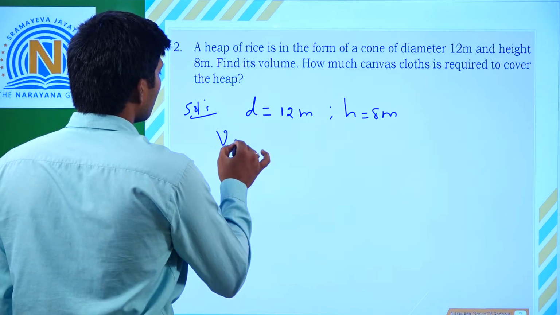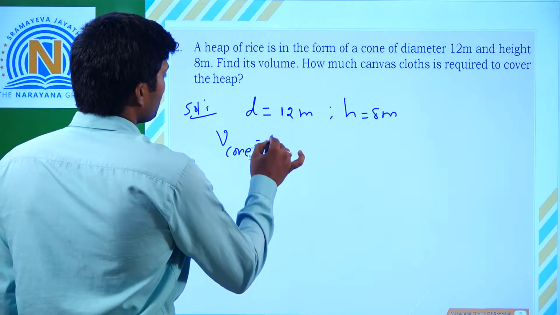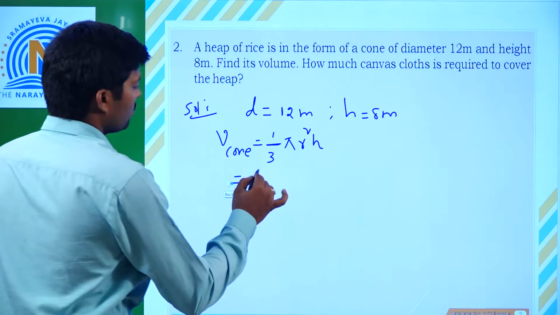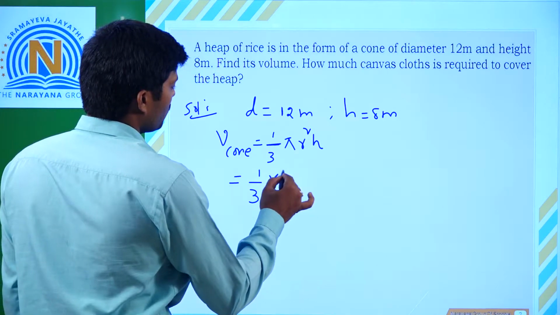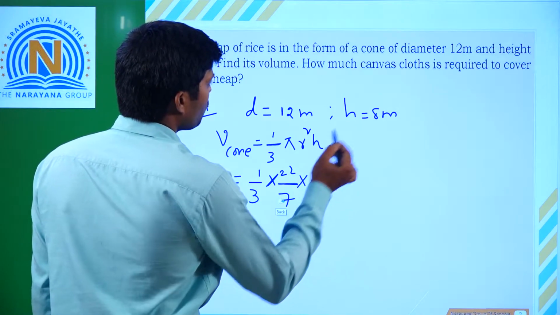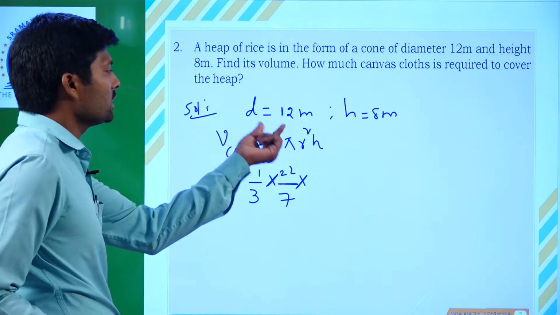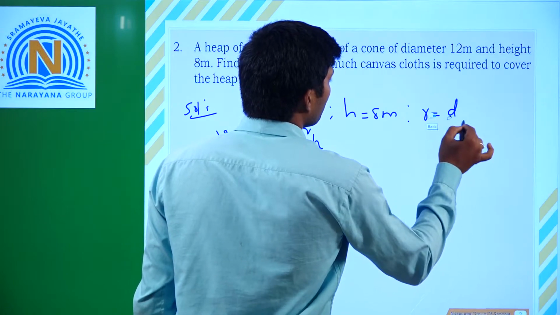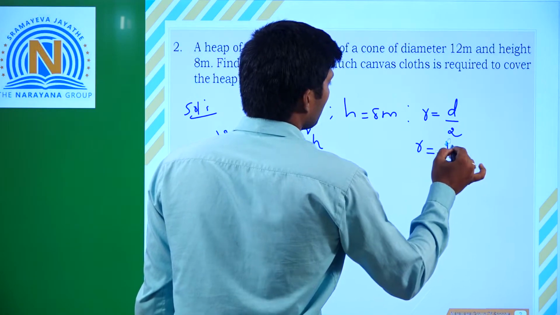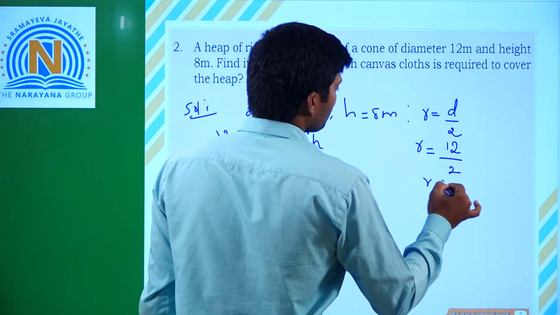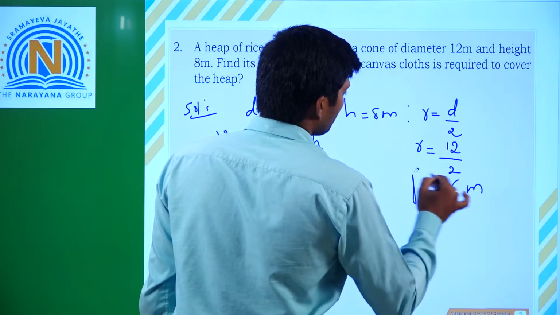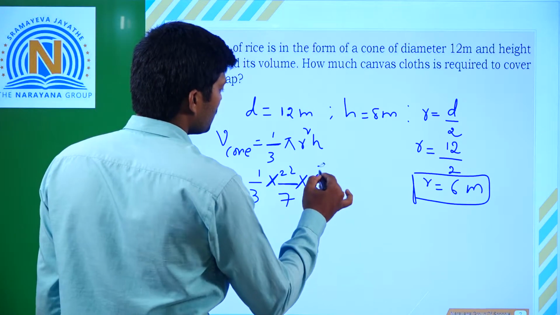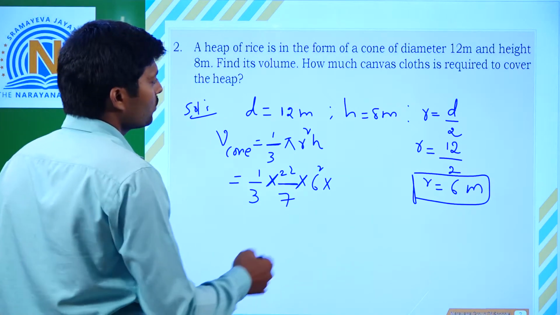Volume V is equal to volume of cone, that is 1 by 3 pi r square h, equal to 1 by 3 into 22 by 7 into r. Here d is equal to 12 meters, so what is the radius? R is equal to d by 2, half of the diameter, that is 12 by 2, which is 6 meters. 6 meters is the radius of the cone. Just replace r with 6, that is 6 square, into height 8.